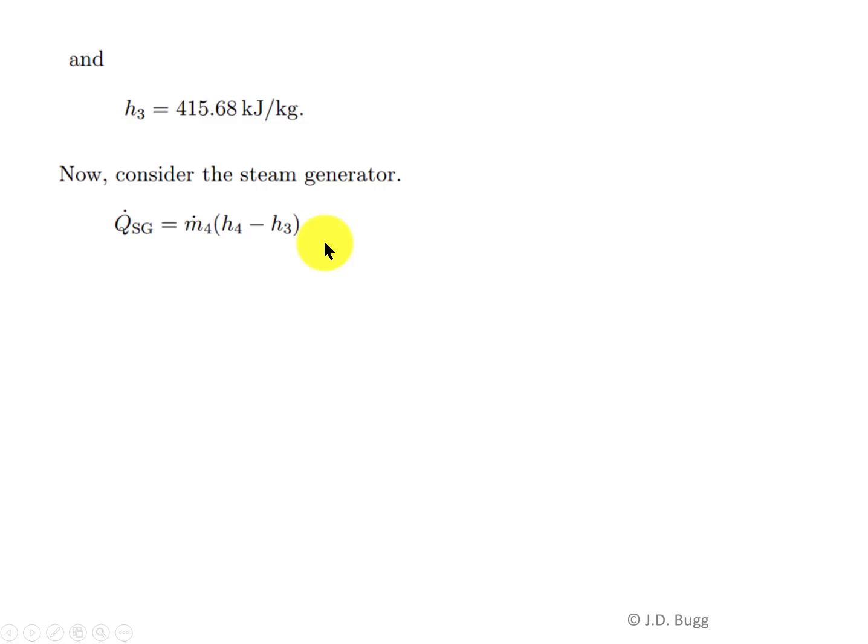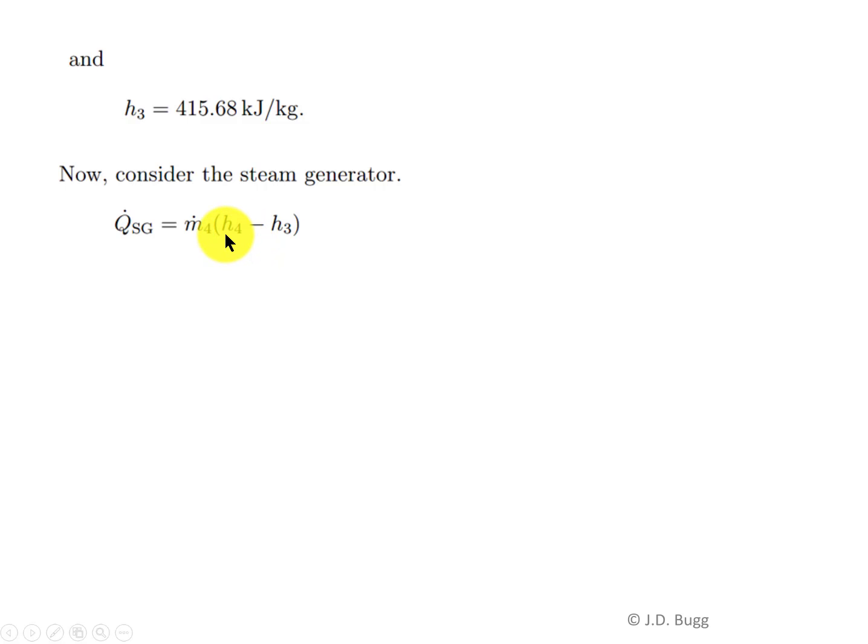So first law applied to the steam generator tells us that the rate of heat transfer into the steam generator is the mass flow rate through the steam generator times H4 minus H3. So H3 we have, that's why we looked at the closed feed water heater, was to get H3, but we need H4. So that's the inlet to the first turbine. The exit of the steam generator is the same point as the inlet to the first turbine. Now at this point, the only property we know there is the pressure. It's 80 bar. So we need another property at 0.4 in order to be able to calculate the enthalpy.